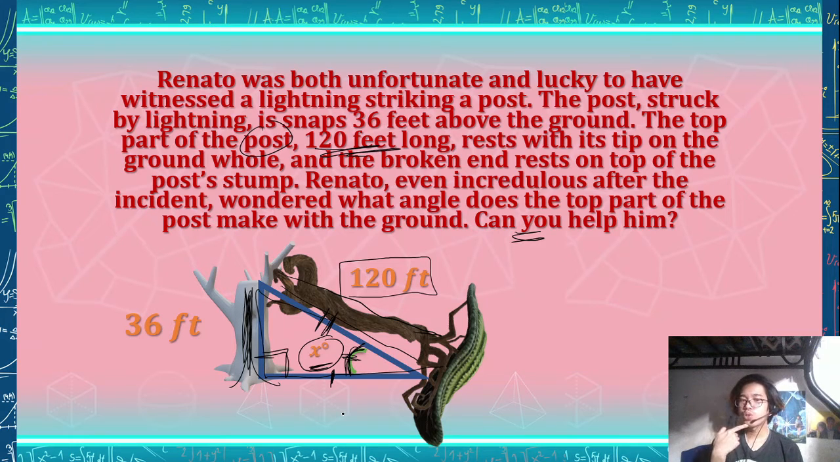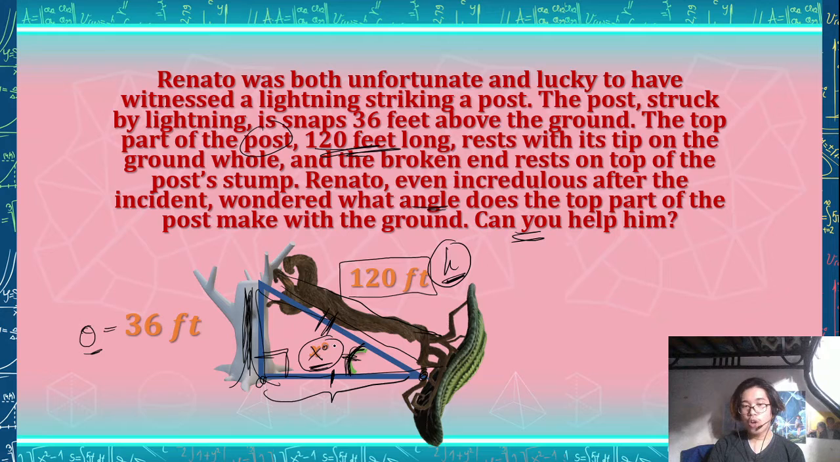But do we really need to solve for the side measurement? What are they asking for in this question? They're asking for the angle at which, they wondered what angle the top part of the post makes with the ground. We need to find the value of x. So for this problem, we're not going to use the Pythagorean theorem, we're going to use the trigonometric ratios. What trigonometric ratio, guys, has the hypotenuse in its formula and also the opposite side?